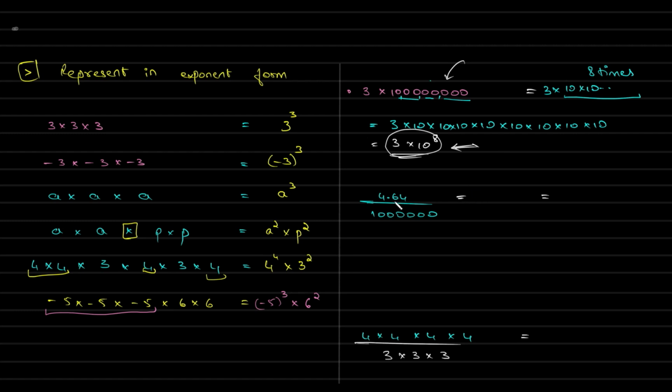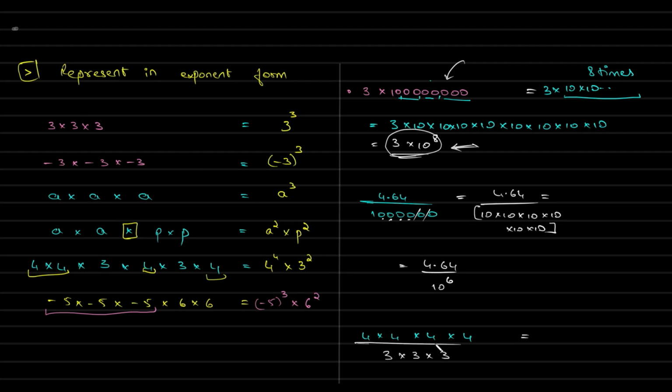Make sense? Next number, 4.64 divided by 1, 2, 3, 4, 5, 6, that is 10 into 10 into 10. How many times? 6 times. This is nothing but 4.64 into 10 to the power of, no sorry, it's in the denominator, right? Divided by 10 to the power of 6. Okay, this I just wrote it. This I didn't mean to represent anything. If it means something out there, I didn't mean that.